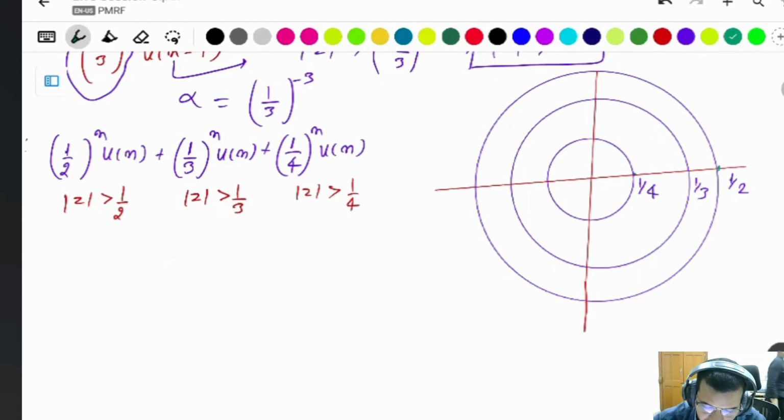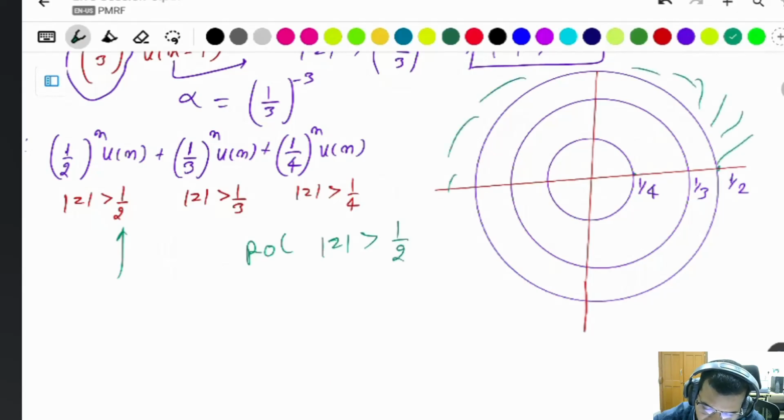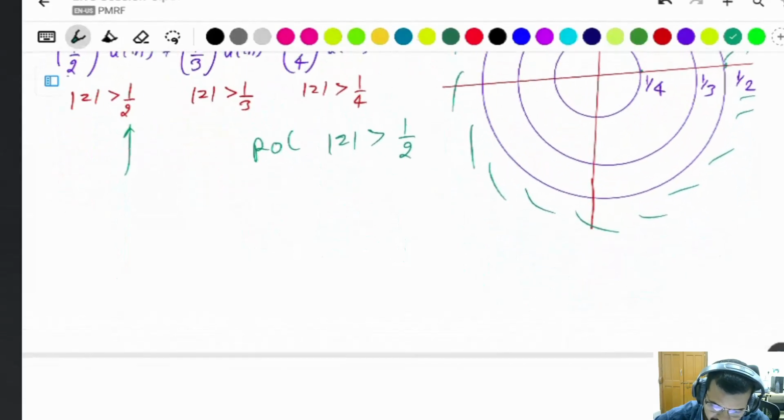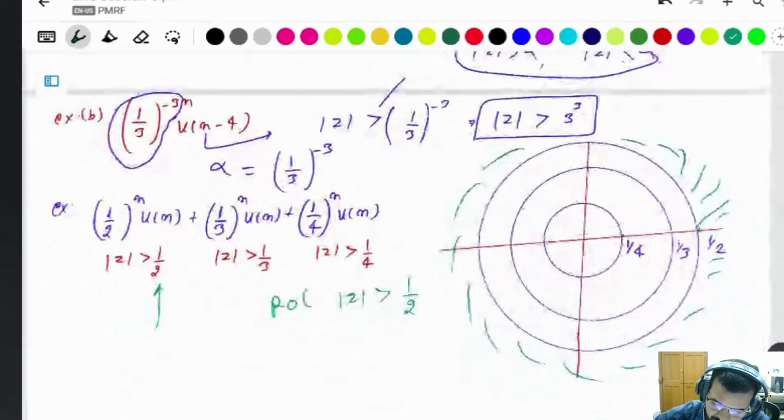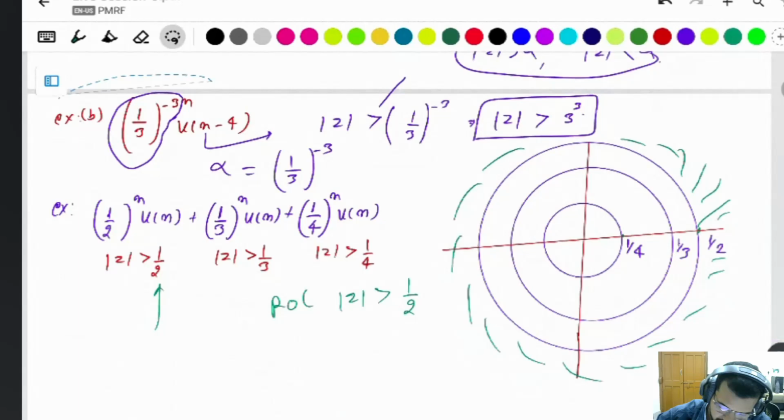Then it means the overall ROC of the system is greater than, which one is larger than this one? 1 by 2. It means outside this bigger circle. If somewhere the ROC is in the less than case, then whichever is the minimum quantity, the ROC exists there. Like the next question, I will take an example.